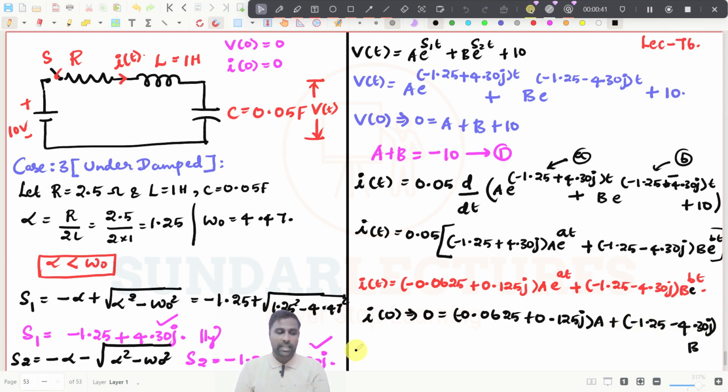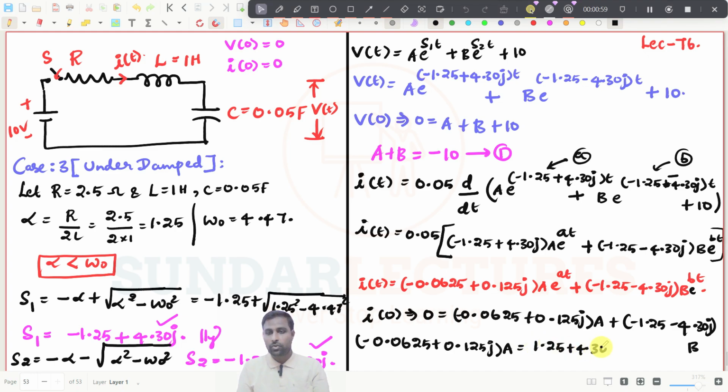So what I will get, then obviously I will get minus 0.0625 plus 0.125j into A will be equal to 1.25 plus 4.30j, the whole term into B. And I can easily find what is A now, right?